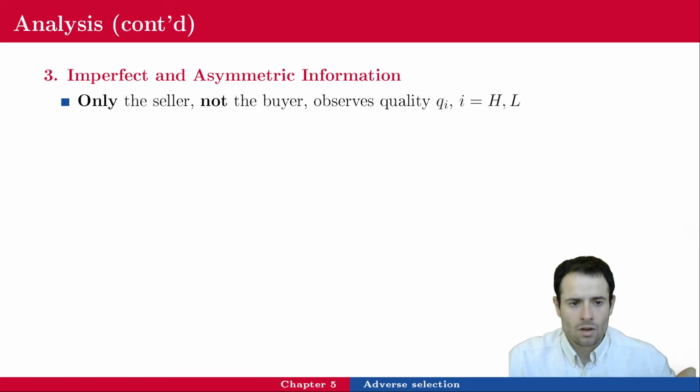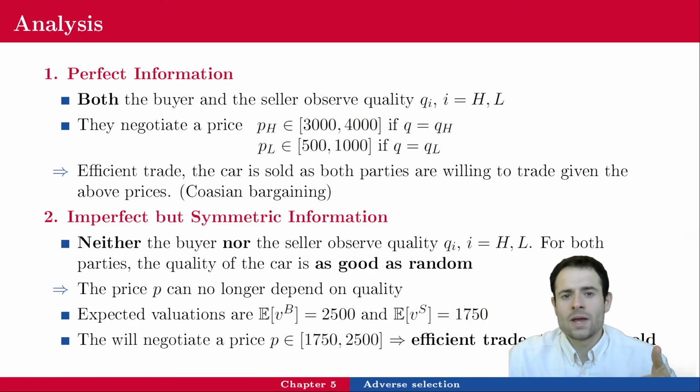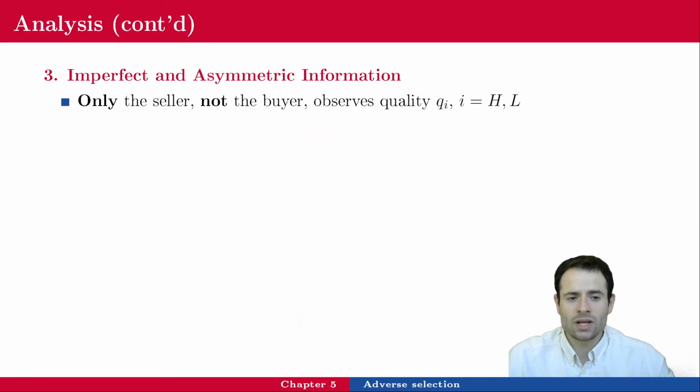So, first, perfect information. Everybody observes everything. Second, imperfect information. Nobody observes anything. And then asymmetric, one side observes the information, the other doesn't have the information, doesn't observe.